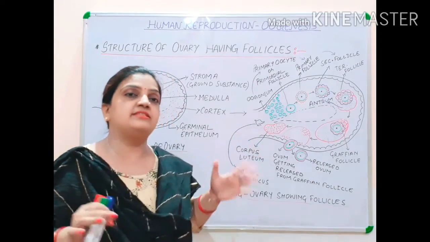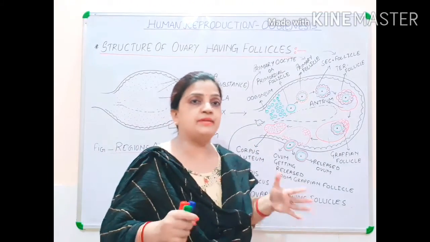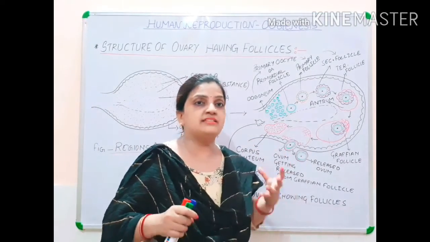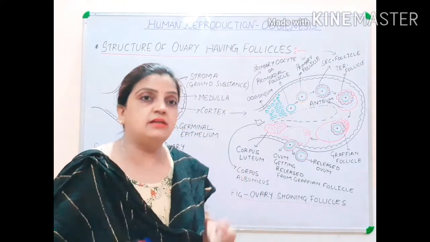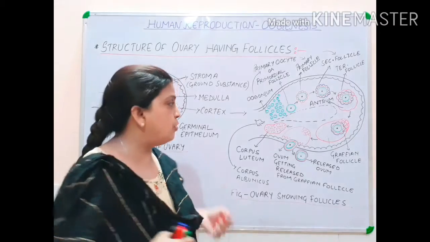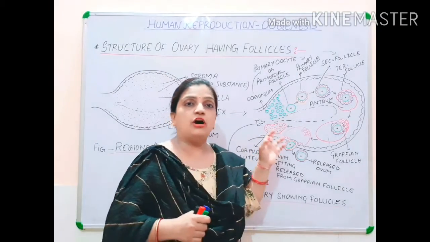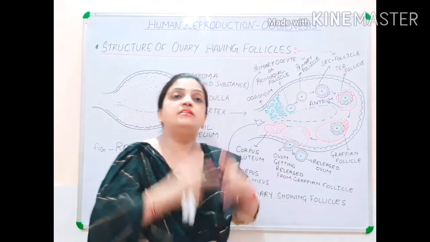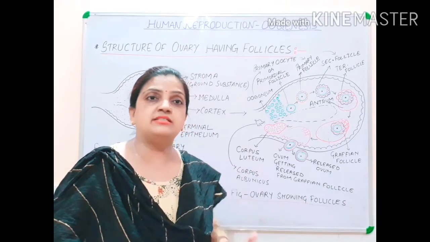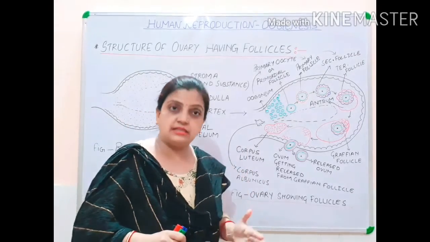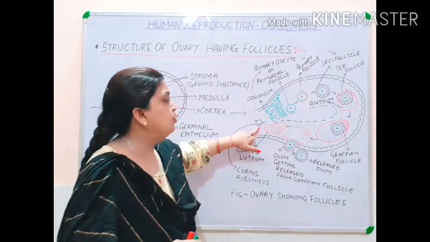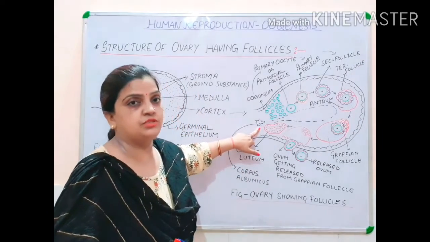Suppose children, pregnancy is not persisting. Every time the release of an ovum doesn't mean that pregnancy will persist inside a woman, inside a girl. It is not meant. So what happens? This corpus luteum gets degenerated. If pregnancy doesn't persist, if fertilization doesn't occur, then there will be no role of this corpus luteum.